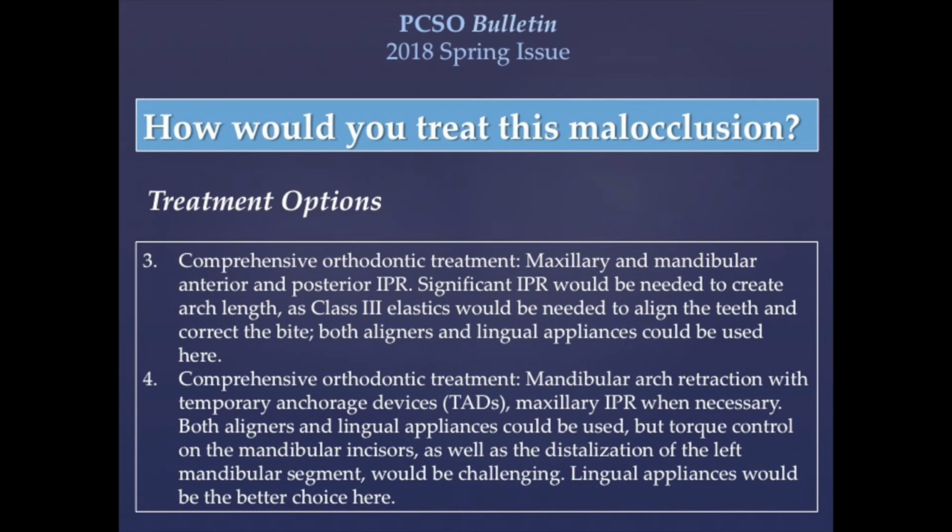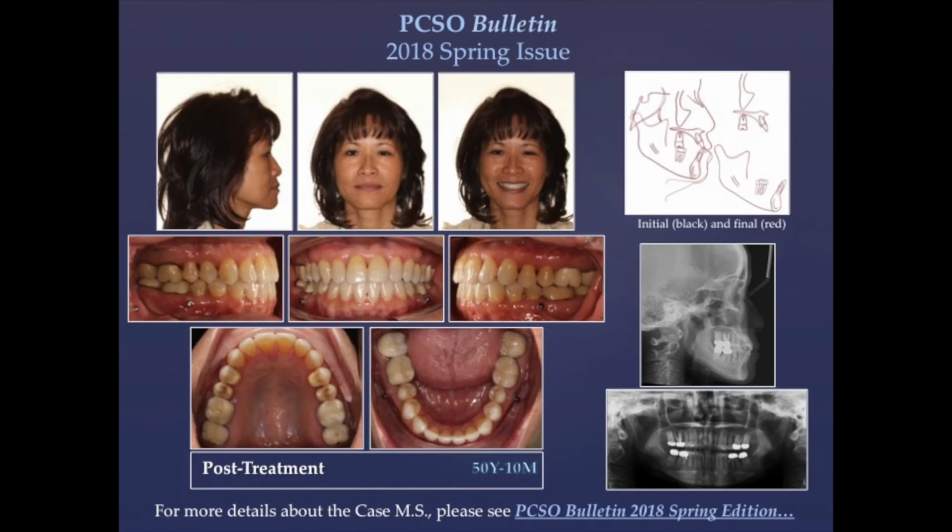The fifth option involved lower arch retraction with mini screws and upper IPR as needed. Both aligners and lingual appliances could be used here, but lower torque control would be challenging, as well as bodily distalization of the whole lower arch. Lingual appliances would be the better choice here, but aligners could also be a choice.